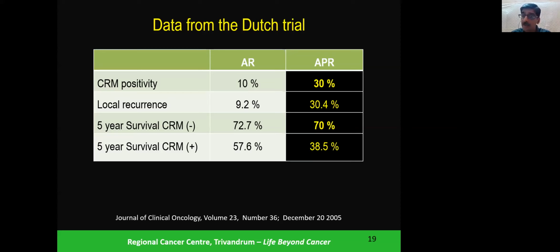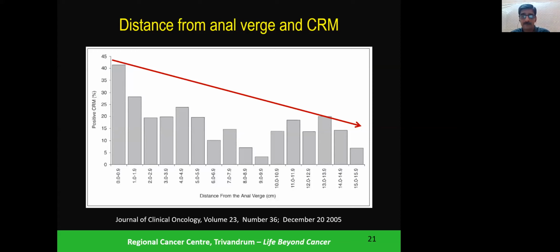So what is the reason for that? They analyzed their specimens and found that as the distance from the anal verge increases, the recurrence or the CRM positivity comes down. So people who have a lesion at around 1, 2, 3, 4 centimeters are doing badly. Whereas when the lesion is about 10 to 15 centimeters, the recurrence rate or the CRM positivity is coming down. So there is some problem with patients who are having lesions at the lower part of the rectum, that is about 2 to 3 or 4 centimeters. Or in other words, the patients undergoing APR were not doing as well as patients undergoing AR.